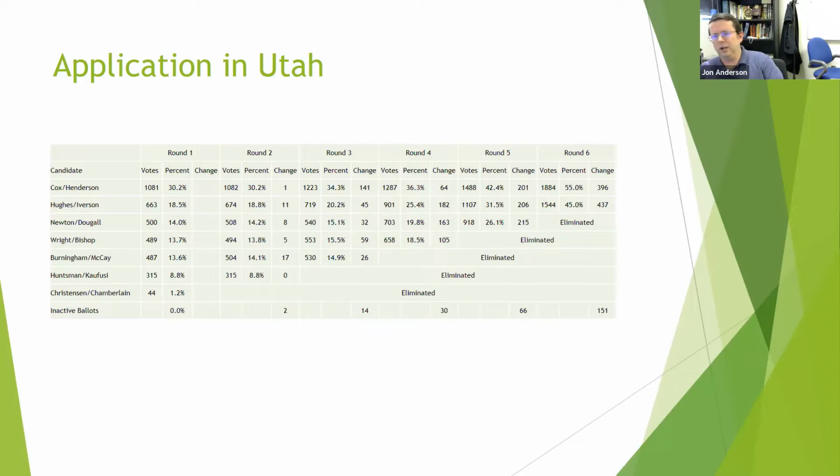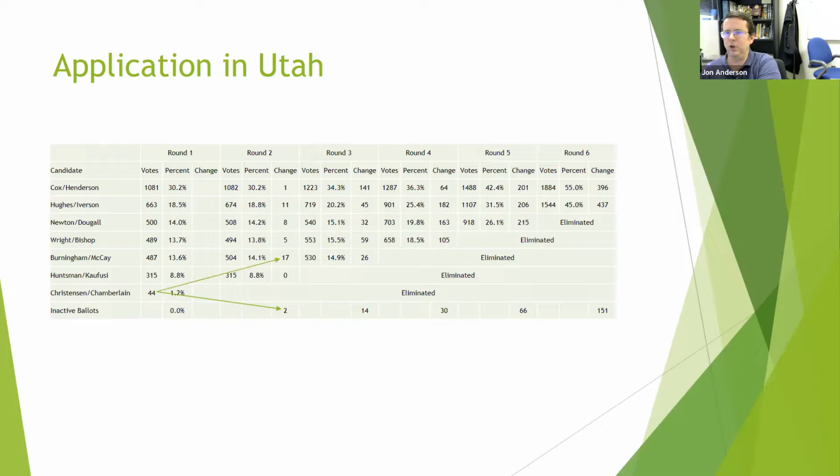And so you can see here that no one has more than 50% of the vote. And so we look at the person with the fewest first place votes, Christensen Chamberlain pairing at 44, and we remove them from the ballots. And so when we do this, it turns out that 2 people only put Christensen on, that's it. So their ballot's now done. They don't have a second choice.